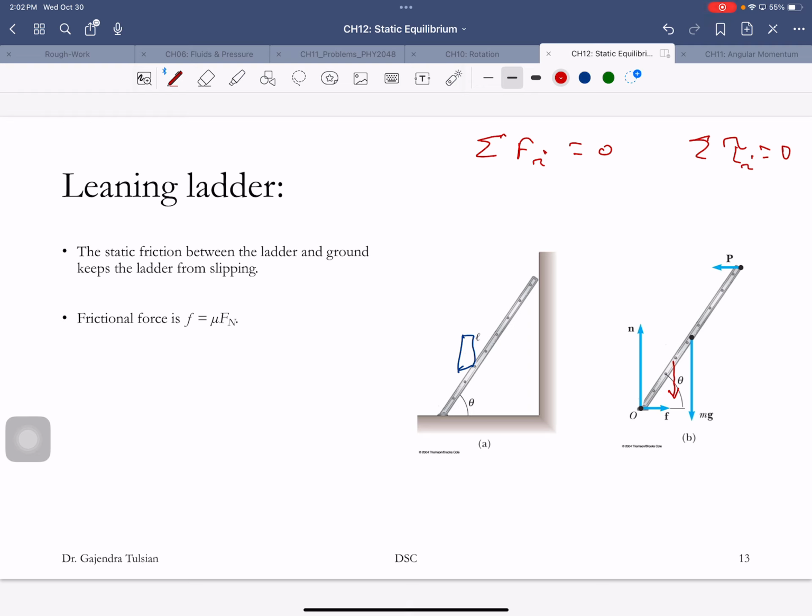So to make sure that this doesn't slip, that's where you'll see the rubber boot on your ladders. All right, so you calculate it that way. The normal force will be equal to the weight of the ladder plus this. The static friction force is equal to this force, the wall pushing back, and so on.